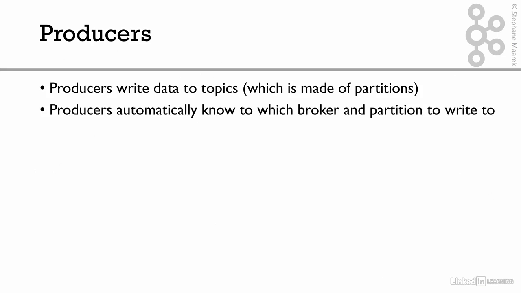Producers are kind of magical, for the people who write the clients. Producers automatically know to which broker and partition to write. You don't have to specify that, and so for you, that removes a lot of the burden. You just connect to Kafka, and the producers automatically know where to write.